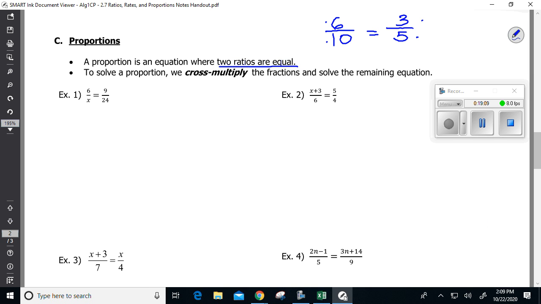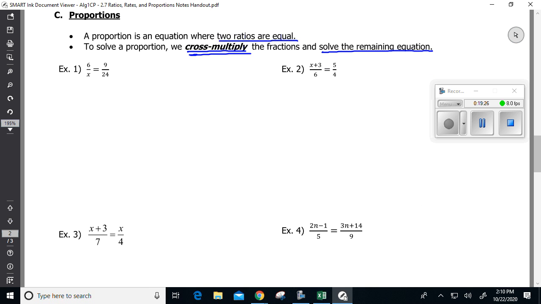So to solve a proportion, we cross multiply. Cross multiply fractions and solve the remaining equation. Notice sometimes you'll have variables in one place, sometimes you'll have variables in multiple places. So let's start off with an easy example, then make it more difficult.